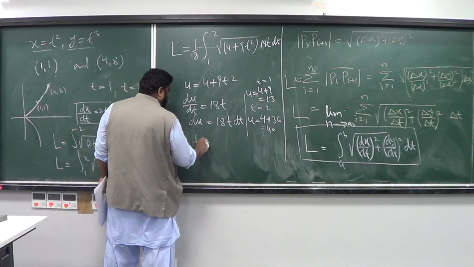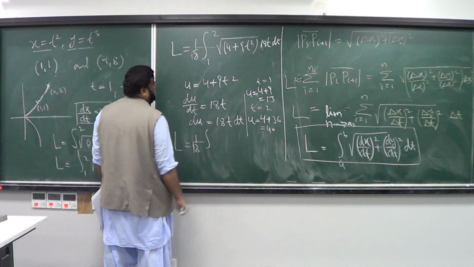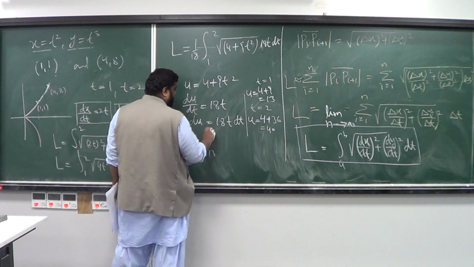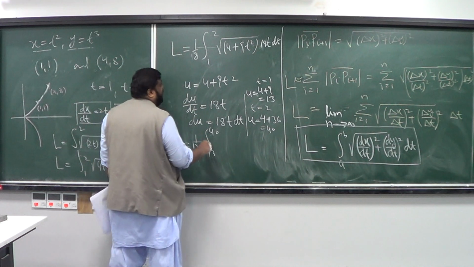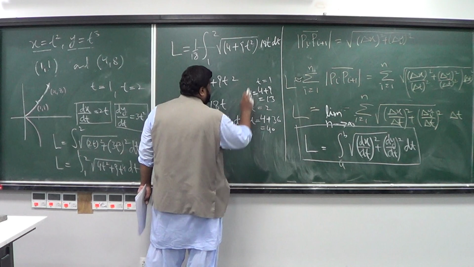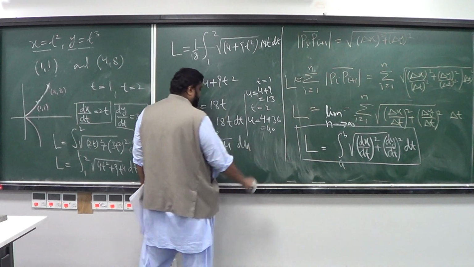So when you simplify this, you're going to get 1 over the square root of 18, 1 will become 13, 2 will become 40, square root of 4 plus 9t square will become square root of u, and 18t dt will become du.